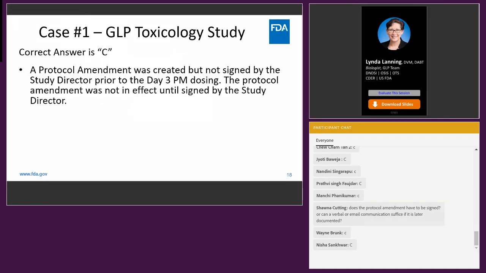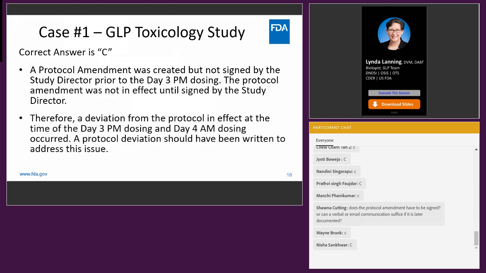PM dosing. The protocol amendment was not in effect until signed by the study director the following day. Therefore, a deviation from the protocol in effect at the time of the day 3 p.m. dosing and day 4 a.m. dosing occurred, and a protocol deviation should have been written to address this issue.